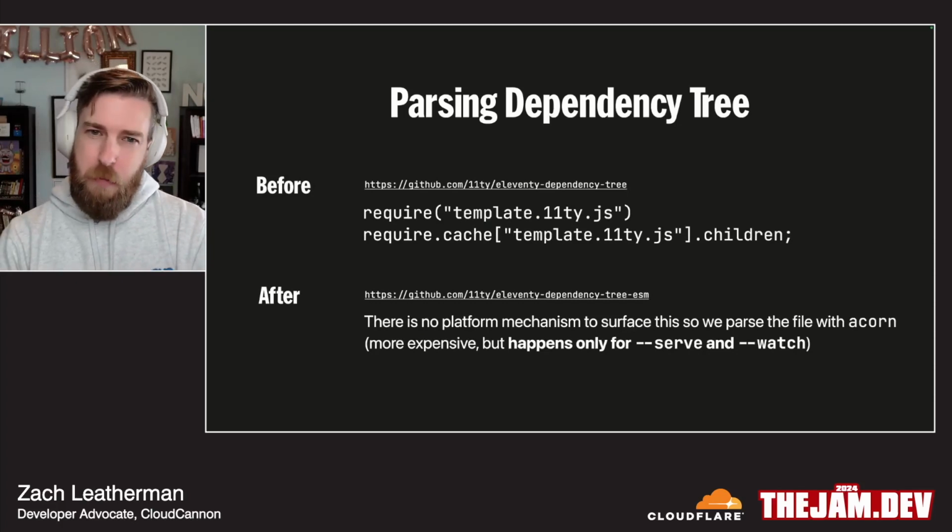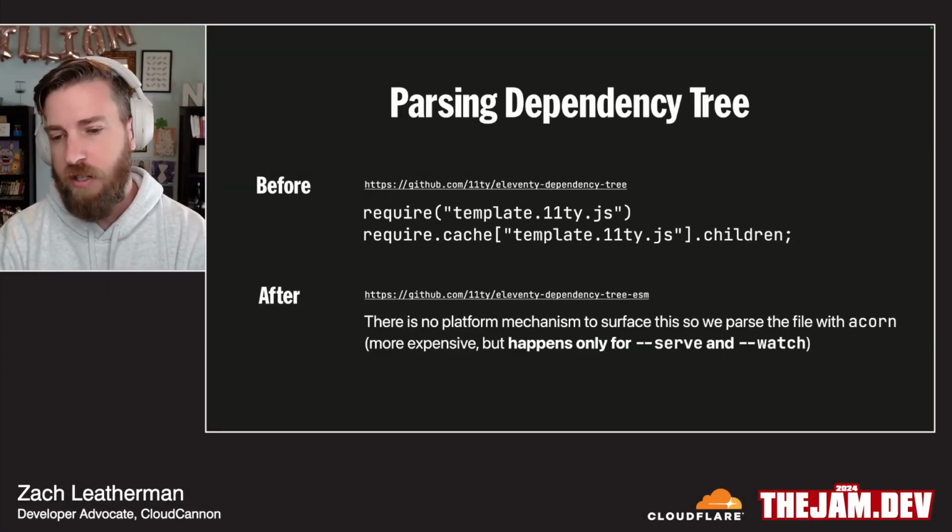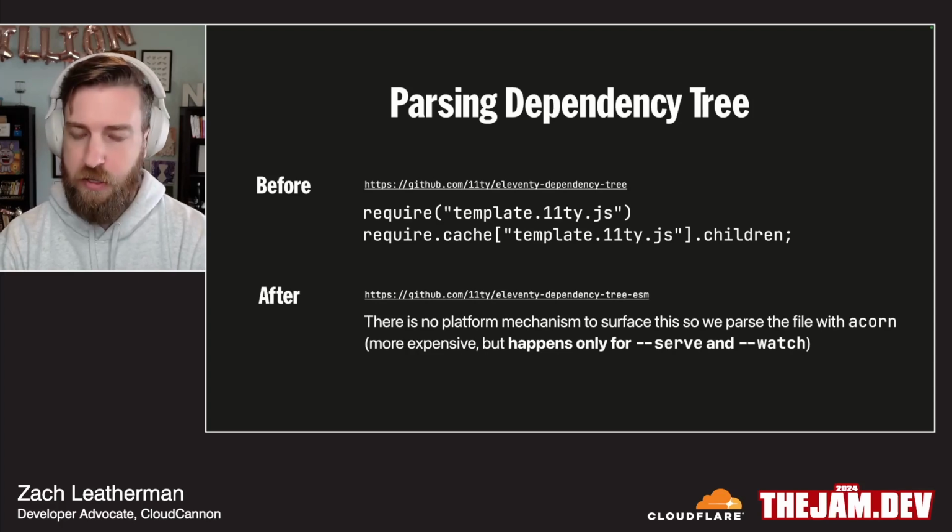Another problem that we ran into was parsing the dependency tree. Previously in CommonJS, you could require a JavaScript file, and inside that require cache, it would have a children key, and that would show you all the dependencies for that individual template. So you could very easily get access to the dependencies for any JavaScript template. That was great. That really allowed the code to be very straightforward and very simple. But unfortunately, there's no platform mechanism to do this in ESM. So we have to parse the JavaScript files with Acorn, which is quite a bit more expensive, but it does only happen when you're running serve and watch, and it doesn't affect the build performance if you're just running a build.